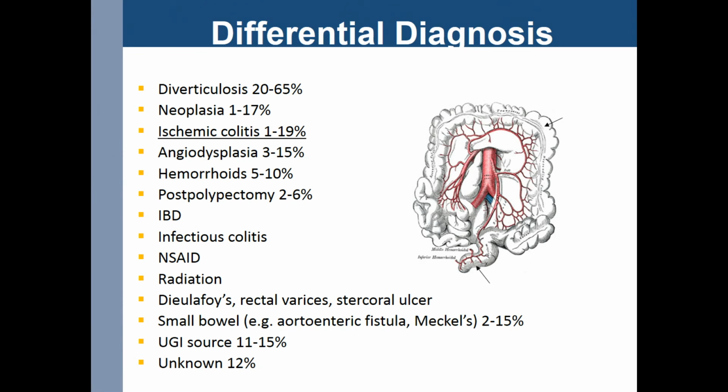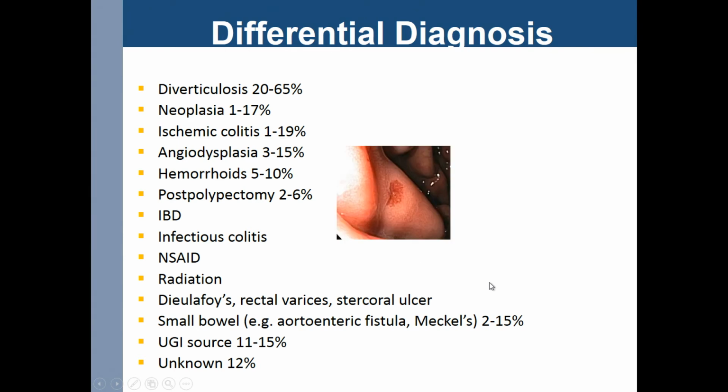And ischemic colitis occurs because there's been a temporary decrease in blood flow to a portion of the colon. And classically, this occurs in the so-called watershed areas, which include the splenic flexure, as well as the rectosigmoid region. Now, this is an example of an angiodysplasia, which classically has this wispy, feathery appearance with a central feeding vessel in the middle.